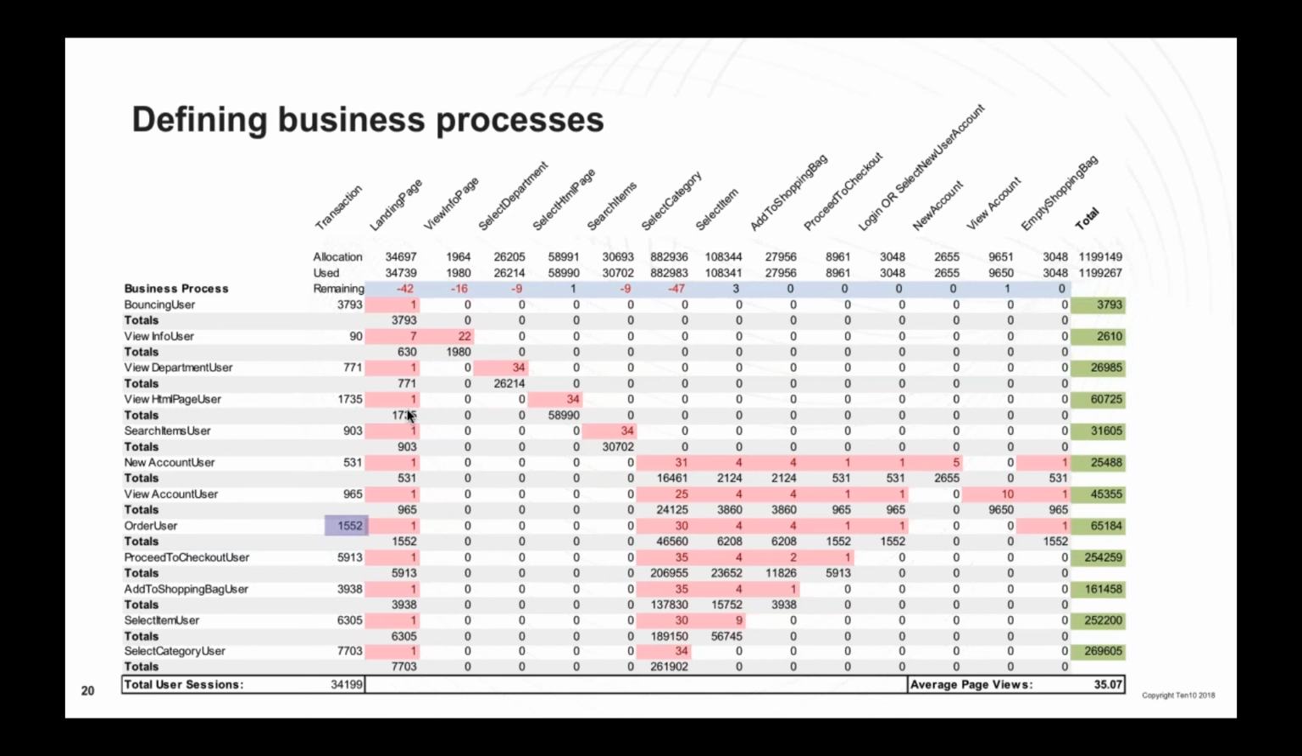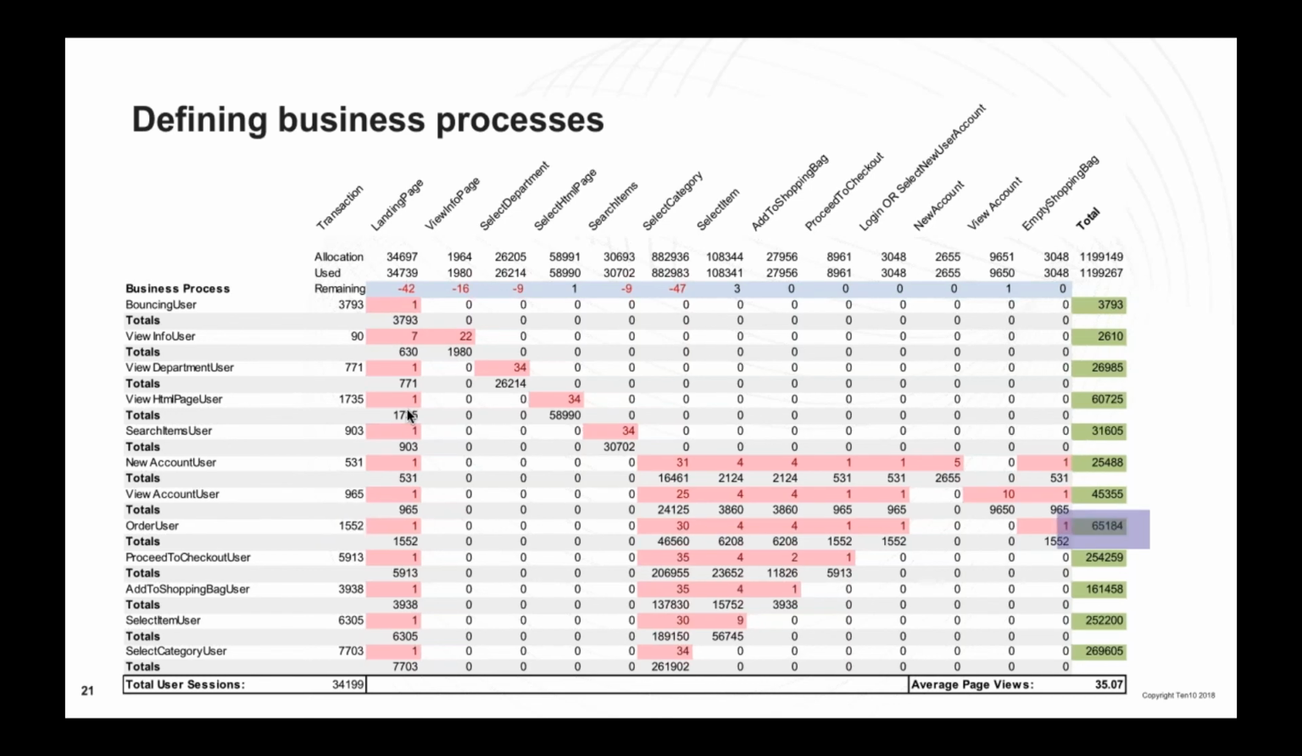So in this example, order user is executed 1,552 times, and each time it's executed by an individual synthetic user creating a user session. If we look on the right hand side of order user, we see the total of all the transactions performed when the user journeys run 1,552 times. So this gives us a total of 65,184 individual transactions executed by the order user journey over the course of an hour. So now we need to repeat this process for all of our 12 user journeys.